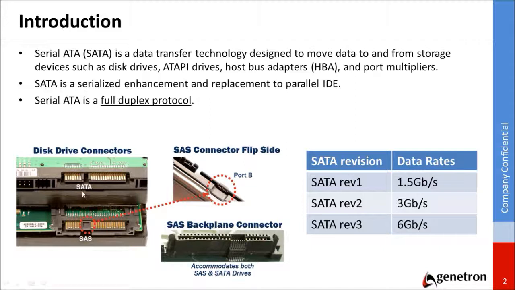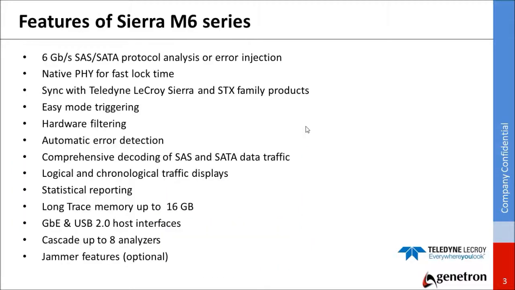This is a picture of the SATA connector and also the SAS connector. SATA has been developed from revision 1, 1.5 GB per second, revision 2, 3 GB per second, revision 3, 6 GB per second. Let's go through the features of the SATA M6 series.